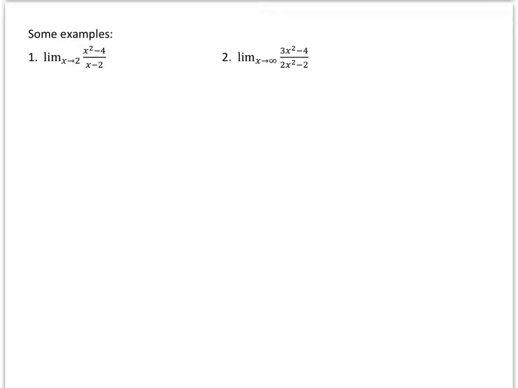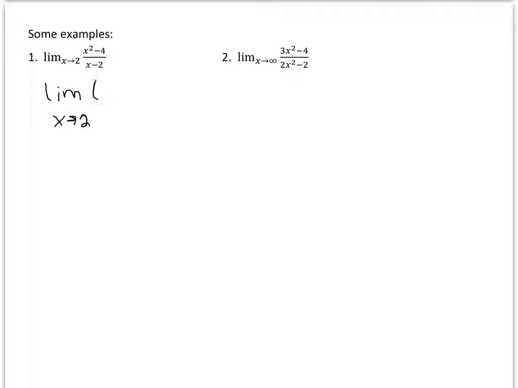So a couple of examples here. The limit as x approaches 2, so my first attempt is just to plug in 2. If I try that, I get 0 in the numerator and 0 in the denominator. I can't divide by 0. So my second try is going to be to do something algebraic.